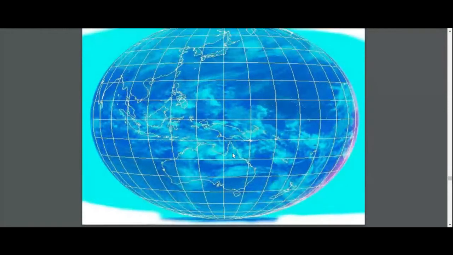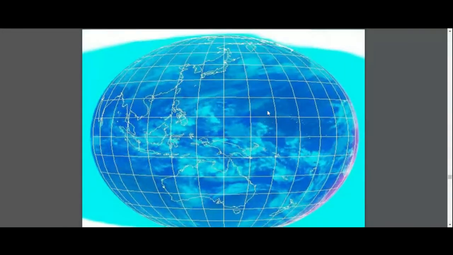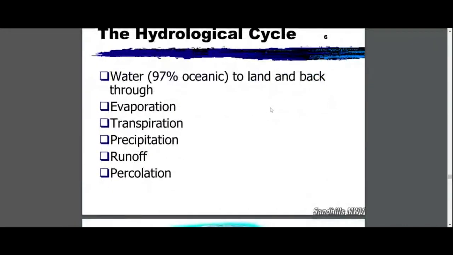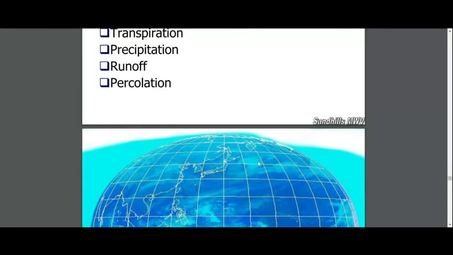So this is kind of a picture that I like to show just how much of the earth is water. 97% of the earth is water. And here's some terms. So you might want to make note of evaporation, transpiration, precipitation, runoff, and percolation. And I'm going to talk about each of these as we move through the slides as well.